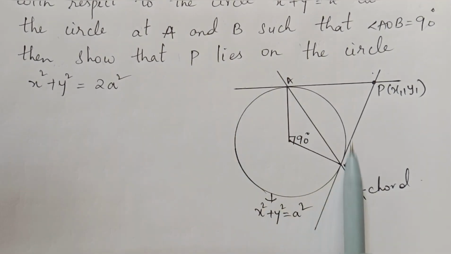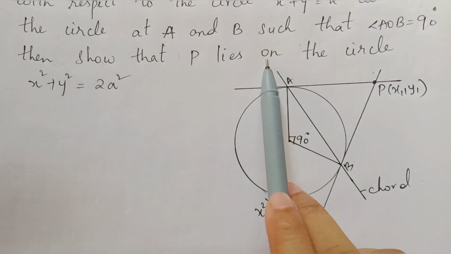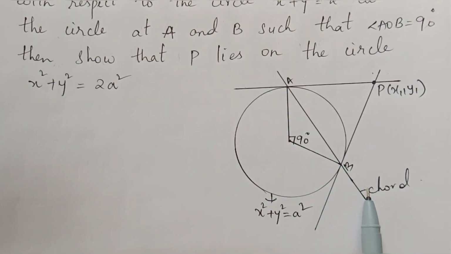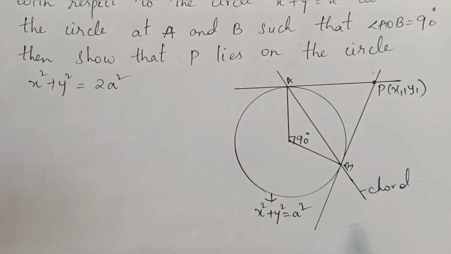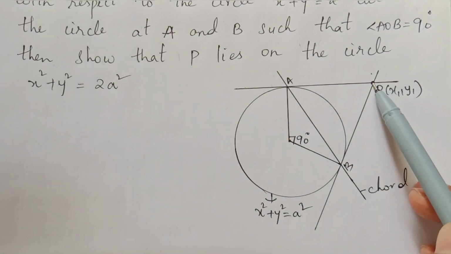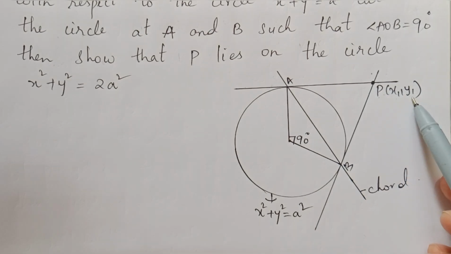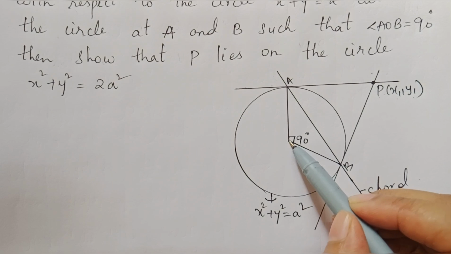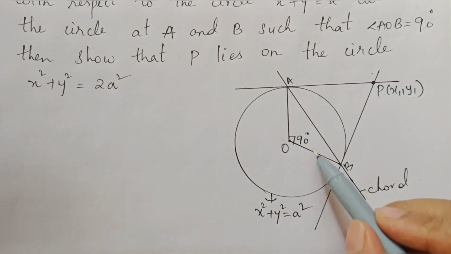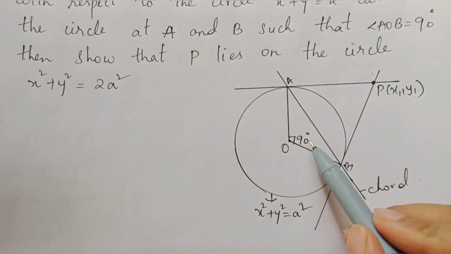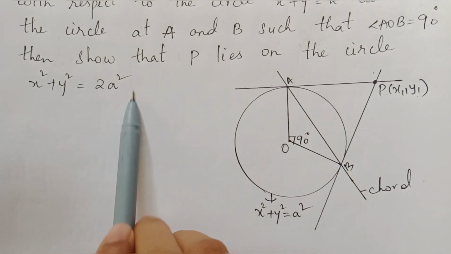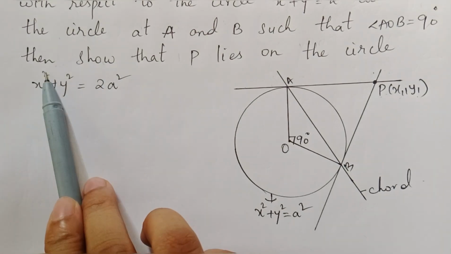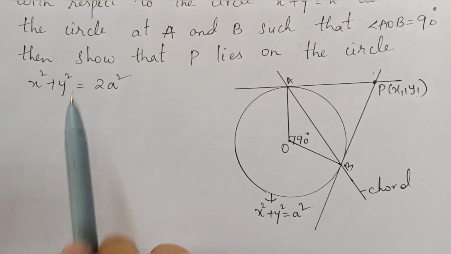Okay, the circle is x square plus y square equals a square, and there is a chord of contact. To the chord of contact, there are always tangents passing through it, right? And the external point of the tangents can be taken as P(x1, y1), and this makes an angle with the center O of 90 degrees, right? So we have to show that P lies on the circle x square plus y square equals 2a square.